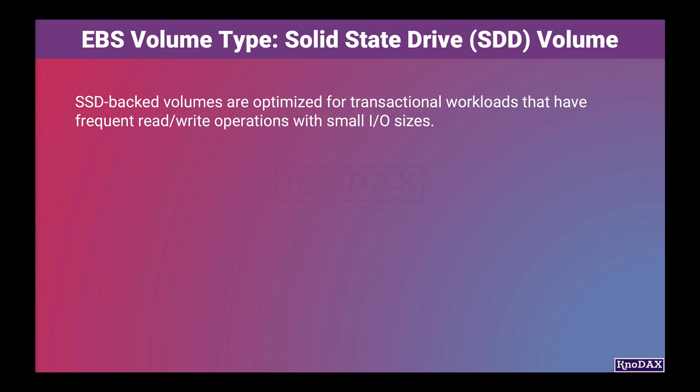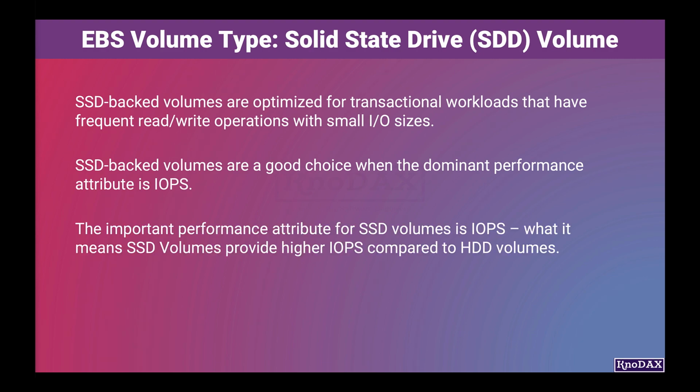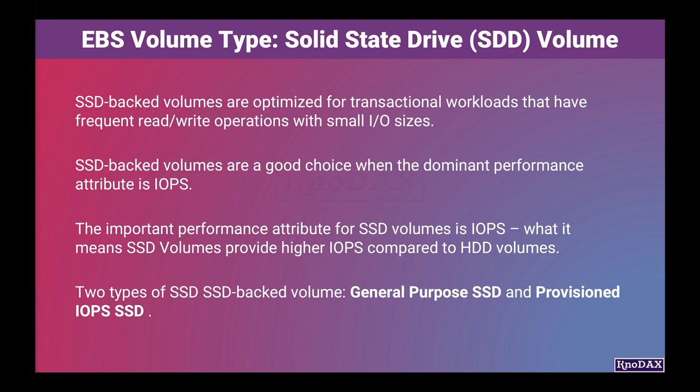SSD-backed EBS volumes are optimized for transactional workloads that have frequent read or write operations with small I/O sizes. SSD-backed volumes are a good choice when the dominant performance attribute is IOPS. The reason is that the important performance attribute for SSD volumes is IOPS, which means SSD volumes provide higher IOPS compared to HDD volumes. There are 2 types of SSD-backed EBS volume: general-purpose SSD and provisioned IOPS SSD.